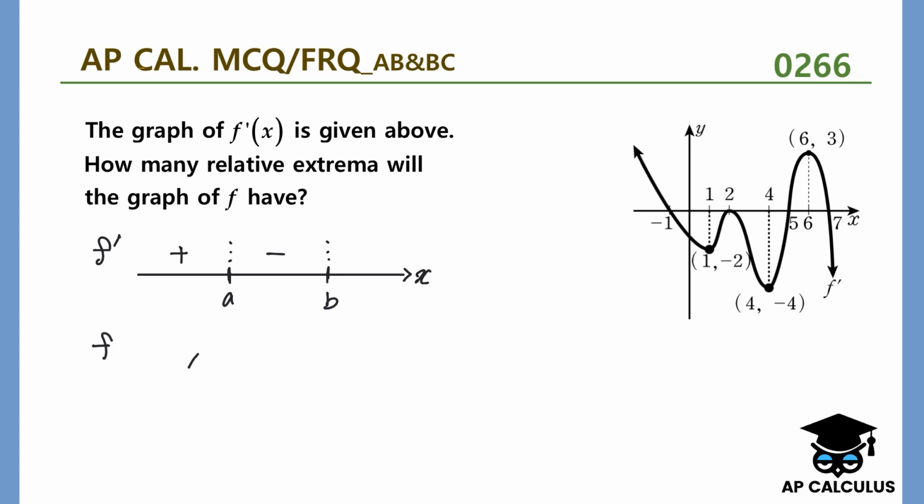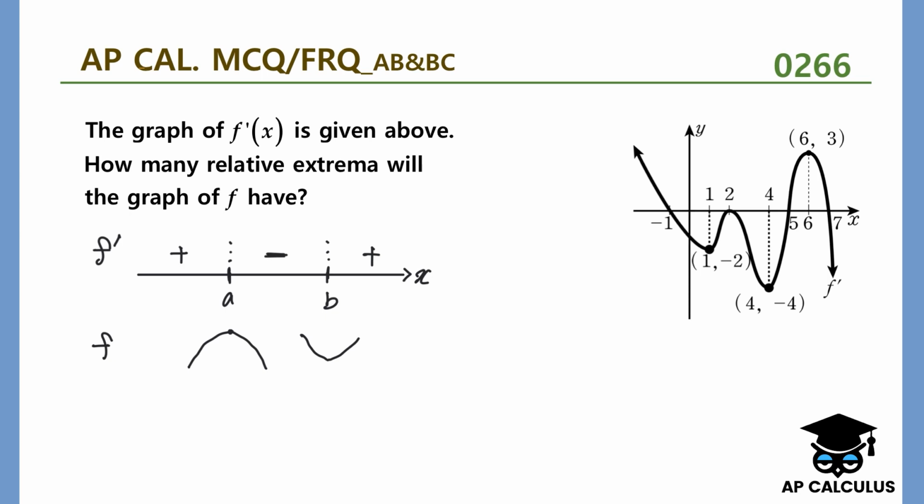Because it increases up to this point and then it decreases, right? If the sign of f prime changes from negative to positive, then we know that f has a relative minimum at x equals b, because the function f decreases here and then increases. So far so good? So now let's look at this figure right here.